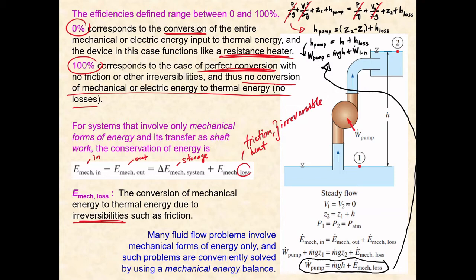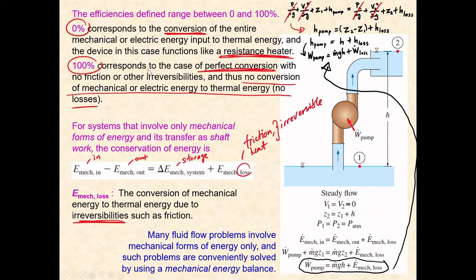Okay, efficiency is defined to range between 0 and 100%, right? So it can range from 0% efficiency to 100% efficiency. So 0% efficiency corresponds to the conversion of the entire mechanical or electrical energy input to thermal energy, and the device in this case functions like a resistance heater. Basically it means nothing is being converted. If we provide 100 watts, 0 watts is actually converted. So all the energy is converted into thermal energy or lost in the form of resistance. All right, so 0%, that's what it means.